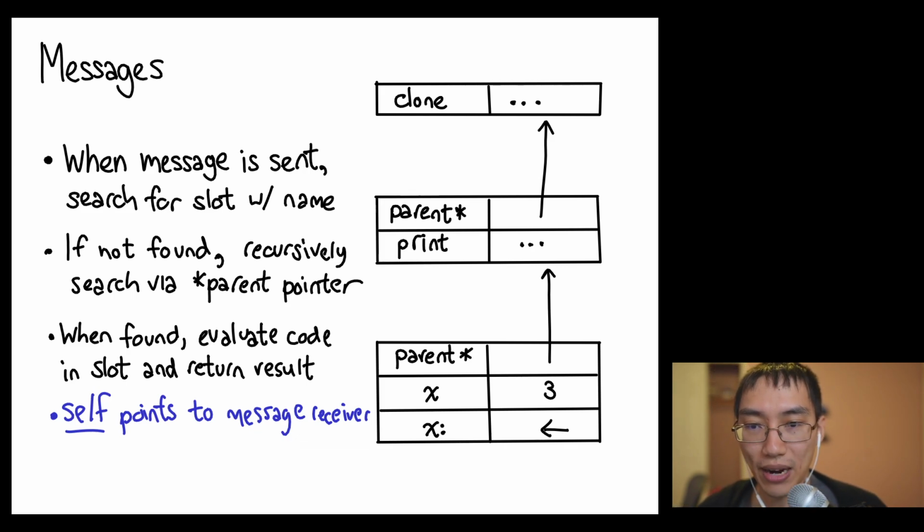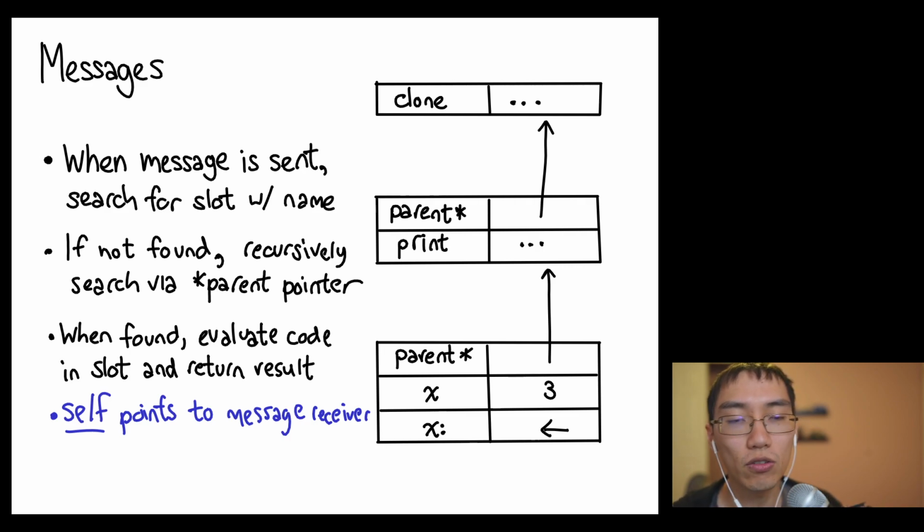So we are going to have parent pointers on our objects. And so when we send a message to an object, we are going to search for a slot with the name of the slot in question. So for example, in this example here, if I send x to the object on the bottom, I'll find, oh, there's this slot that's called x, and the code for that slot is basically return 3. So I'll get back 3 when I send this message.